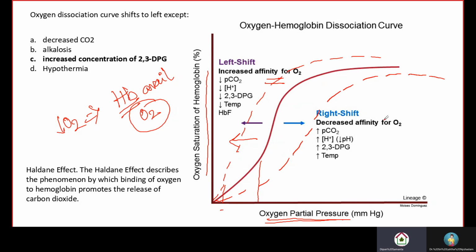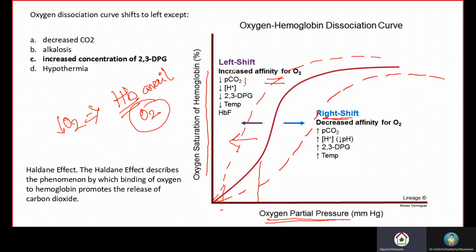Questions do come from this graph. They will give this image and ask several questions, especially this type: the oxygen dissociation curve shifts to left except increased concentration of 2,3 DPG, because increased concentration of 2,3 DPG will cause a right shift, not a left shift. Decrease in PCO2, the partial pressure of carbon dioxide, decreases, then affinity for oxygen will increase.